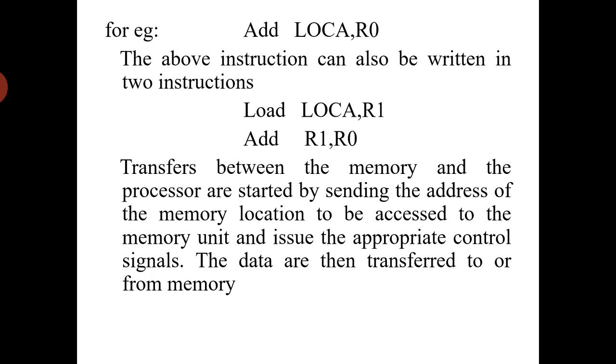In both the instructions the result is same: add location A comma R0, and next load location A comma R1 means the data present in location A is transferred to R1, and then add R1 comma R0 means the data present in R1 and location A are both same. So the data present in the R1 register is going to be added with the data present in the R0 register, and the final result is stored in the R0 register.